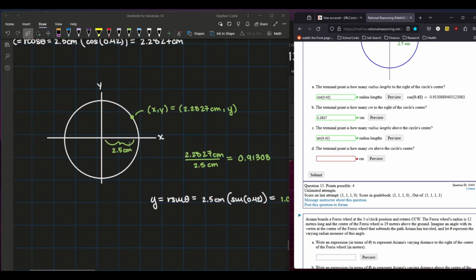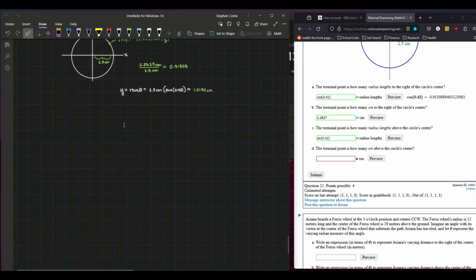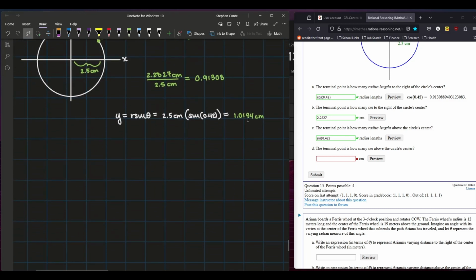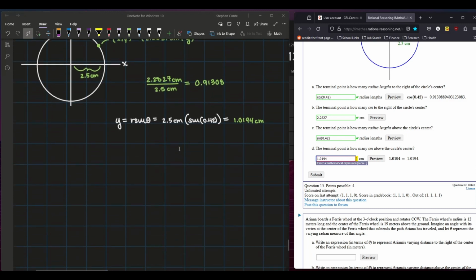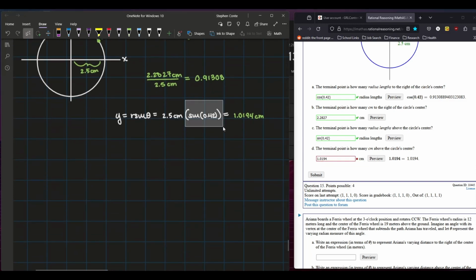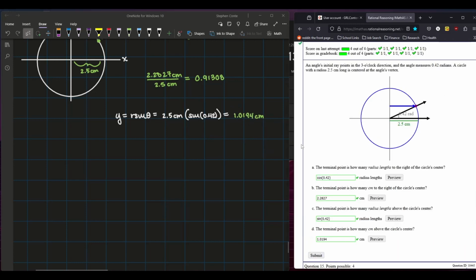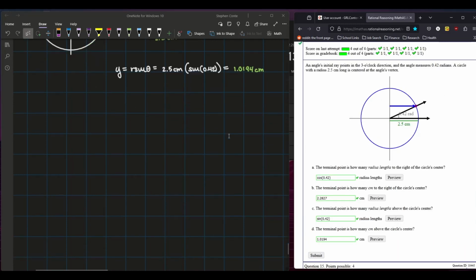Okay, so now for D, all I need is this value, 1.0194. I'm asking, how many centimeters is it above the circle center? Well, I know how many radius lengths it is above. Let me just multiply our radius lengths by the radius of the circle, which is 2.5, to now figure out that value in centimeters.